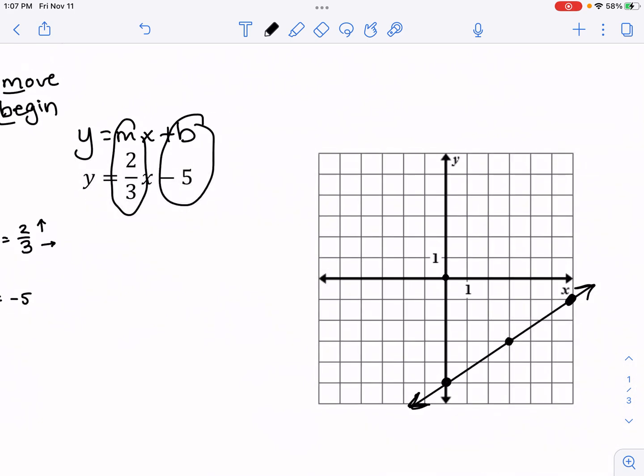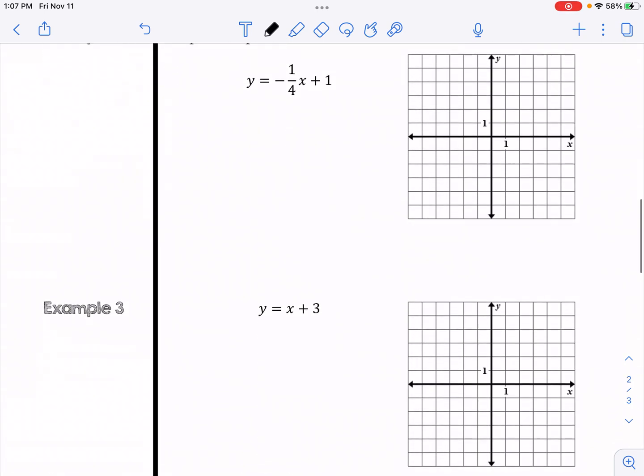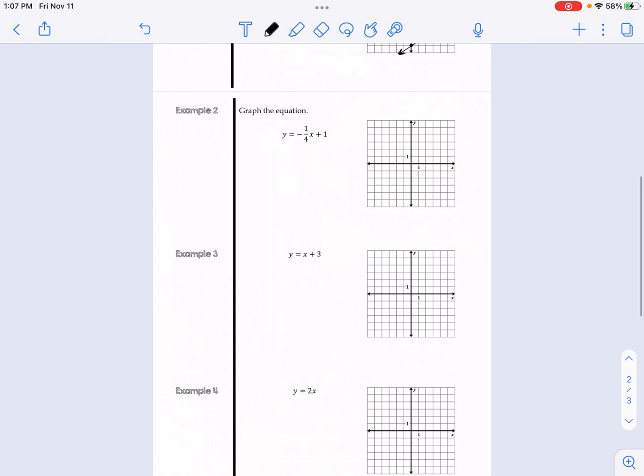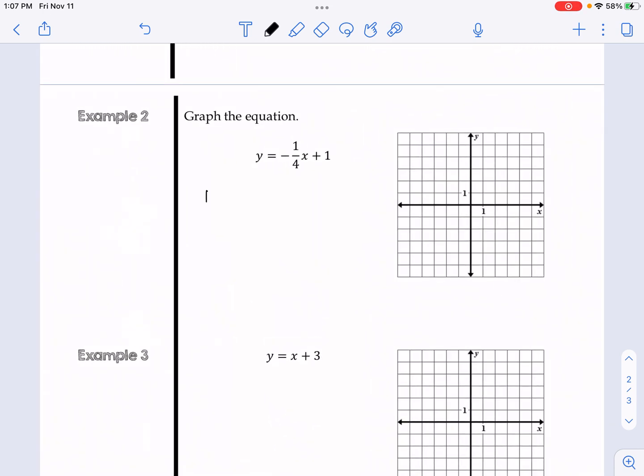Okay, if you're done with that, go ahead and flip over to the next page. But we'll get to that right now. I'm gonna set up all three, but I think I'm only gonna graph maybe two of these. Let's identify the m and b for each one of these.